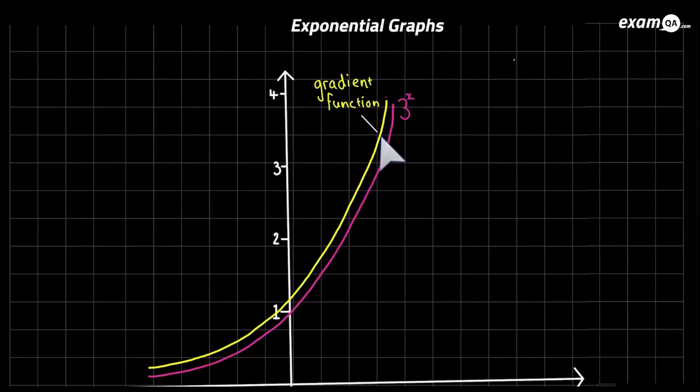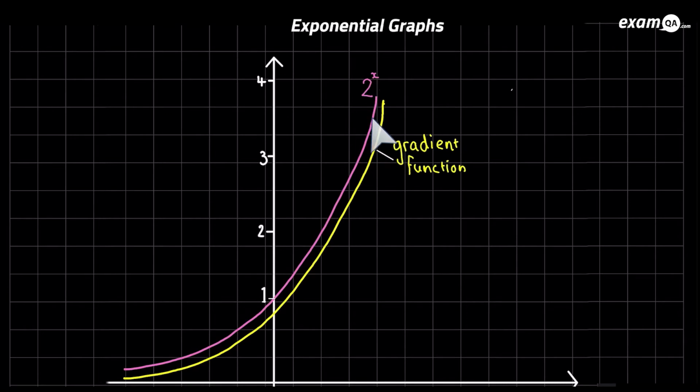And I've got them both drawn here. I've got y equals 3 to the power x and the gradient function of 3 to the power x. And you'll notice it looks very much similar. And one more thing I'd like to point out is the gradient function is slightly steeper. Now here we've got 2 to the power x and its gradient function. And with this one, the gradient function is slightly less steep. So just think about that for a moment. 3 to the power x, its gradient function is slightly steeper. With 2 to the power x, the gradient function is slightly less steep.